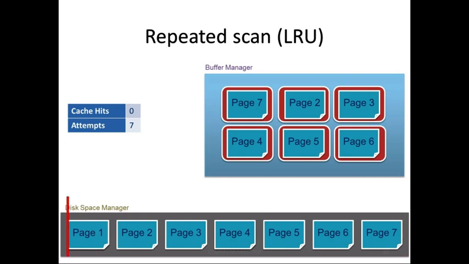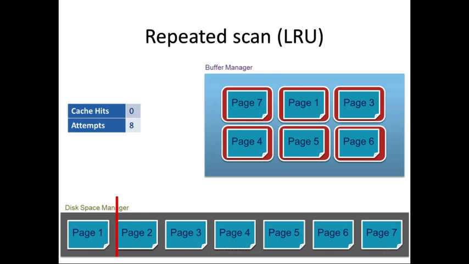Okay, and now we go back. We have to do a second sequential scan of our file, starting with page 1. Page 1, obviously, let's see what happened here. Page 1 is no longer in main memory. The buffer zone is full. We need a candidate for replacement, and that, of course, now with LRU will be page 2. So page 2 will be replaced now by page 1. We move to page 2, and for now, of course, we are at 8 attempts and still 0 cache hits.